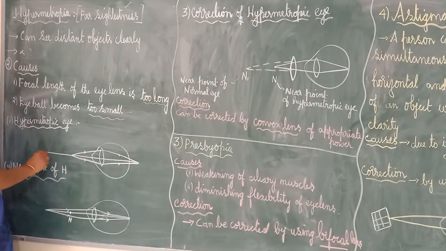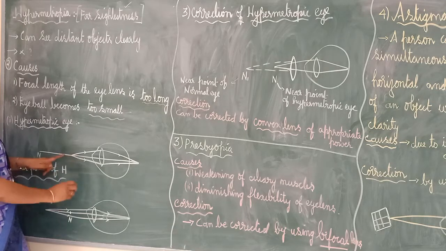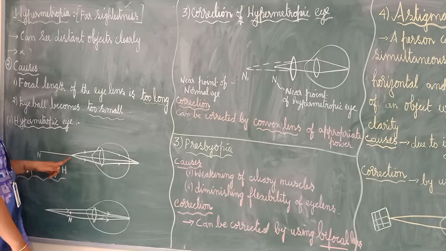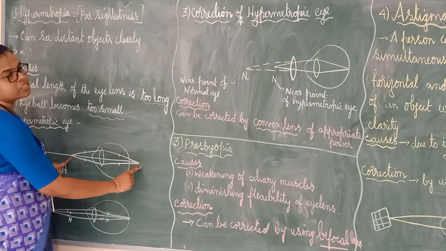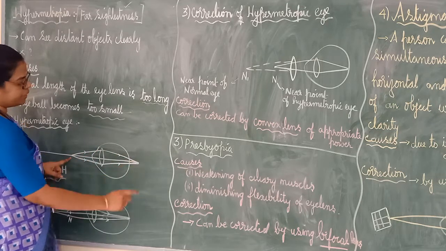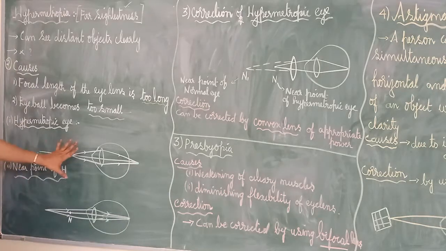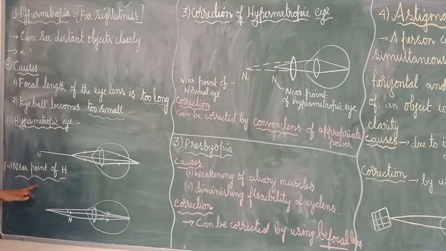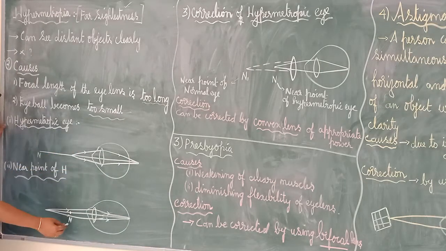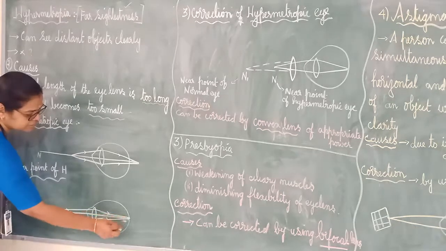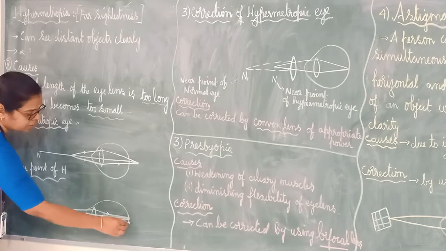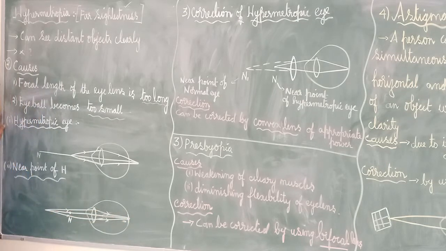So for a normal person it is like this. For a hypermetropic eye, the point will be from here, the near point, and automatically it will shift. The image will be formed behind the retina. This diagram is very important. So this is the near point. Actually, it should come like this and reach the retina. This is how the normal eye should be.